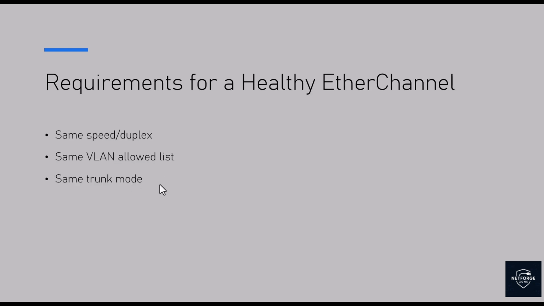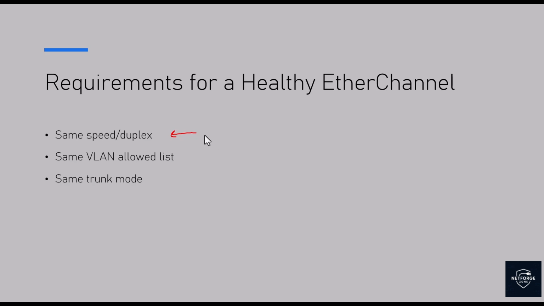Okay, so there are rules actually. You cannot really bundle any port with any port. You should have ports that have the same speed and duplex configuration. So if I have a 10 gigabit per second and a 1 gigabit per second link, I cannot put them into the same link aggregation. What I need to do is to make sure that both of them are, let's say, 10 gigabit per second or 1 gigabit per second.